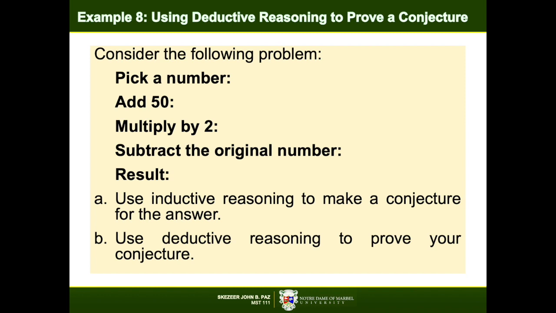Take for instance this specific example. Consider the following problem. You pick a number, you add 50, you multiply it by 2, subtract the original number, and the result. Now, use inductive reasoning to make a conjecture for the answer, that is for letter A, and use deductive reasoning to prove your conjecture, and that is for letter B.